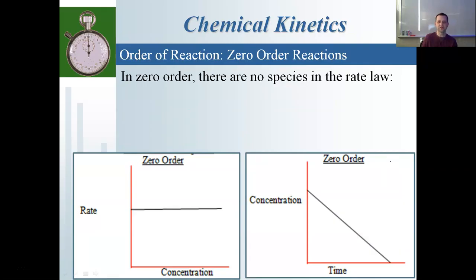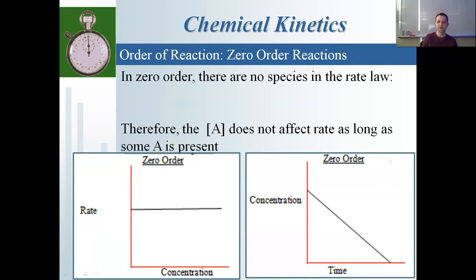In 0 order reactions, there are no species in the rate law other than your rate constant. So the concentration does not affect the rate as long as there is some present. In this case, I just have the generic substance A. If there is no concentration of A in the rate law, then the concentration of A doesn't really matter. So rate is just equal to k.